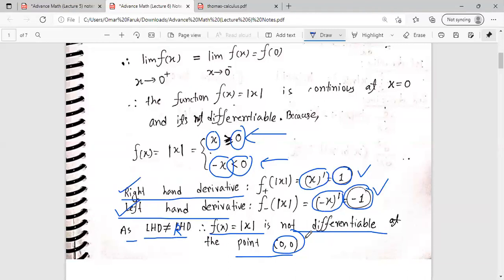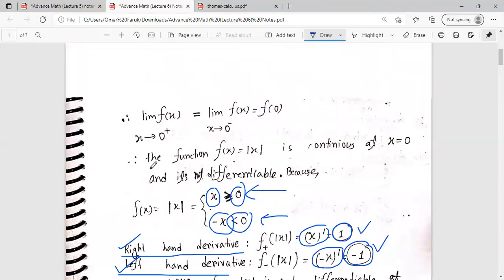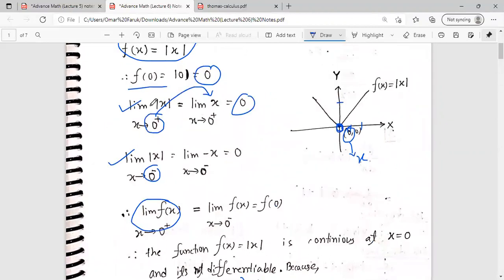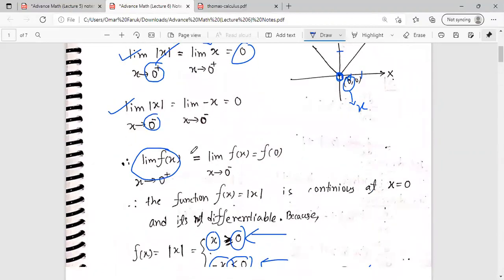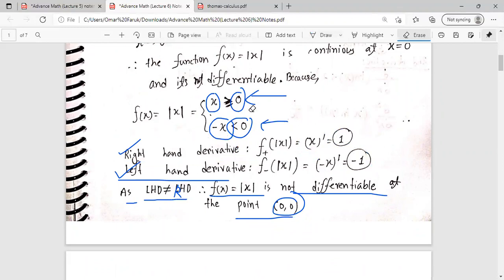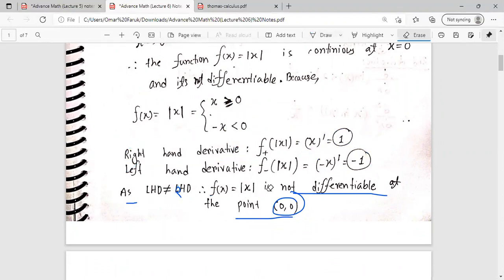So two things. Firstly, we calculate the left hand limit, right hand limit, and our function value. And then we calculate the left hand derivative and right hand derivative. This way we can find whether a function is continuous and whether it is differentiable or not.